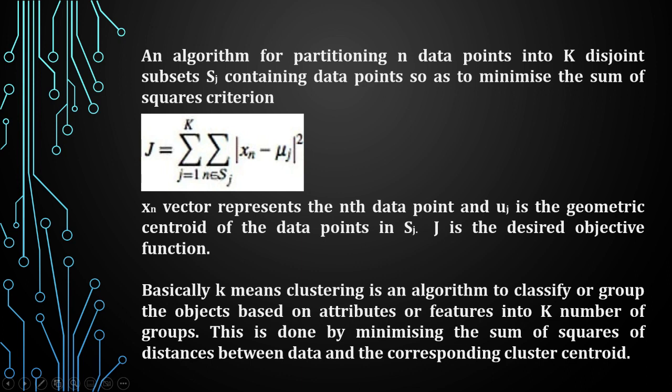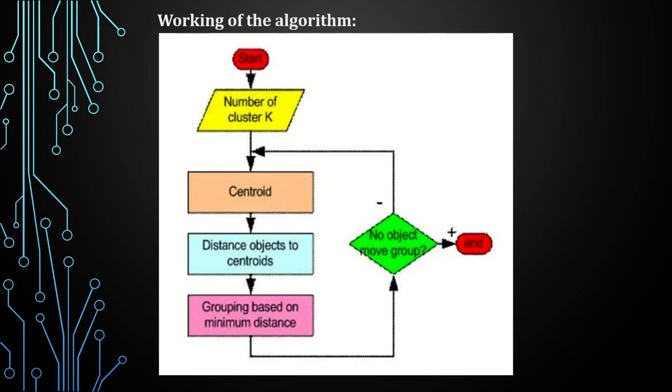So, k-means clustering is essentially used to classify or group the objects based on attributes or features into k number of groups. This is done by minimizing the sum of squares of distances between data and the corresponding cluster centroid. At first, the number of clusters is identified along with the centroids. The distance of each entity from the centroid is calculated, and groups are formed based on minimum distance. The backward loop and consecutive iterations examine the presence of an object within the group. If it exists, then the loop closes, otherwise the iterations continue.